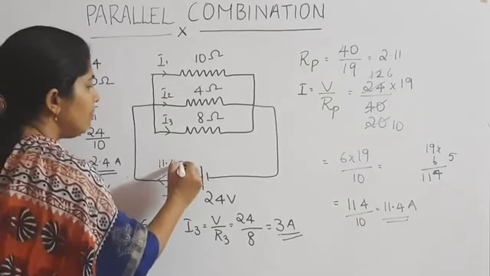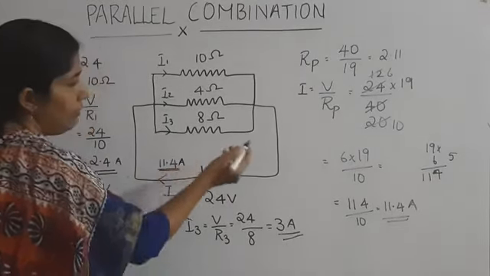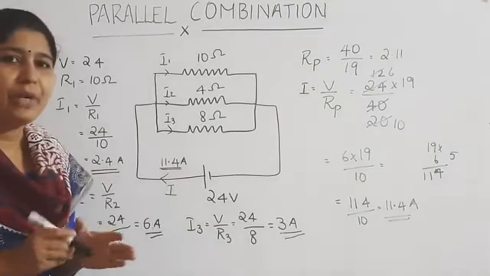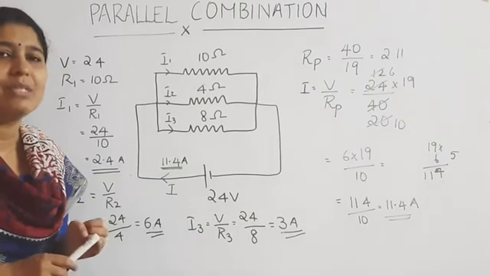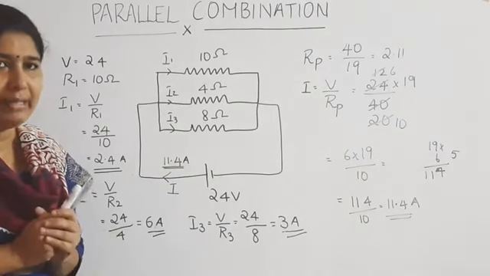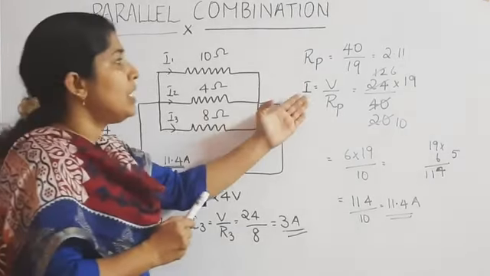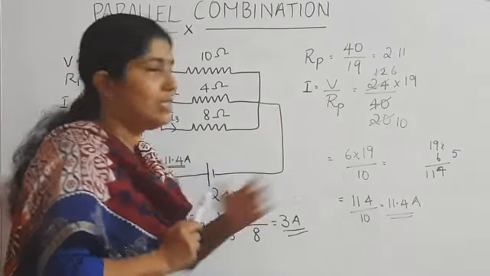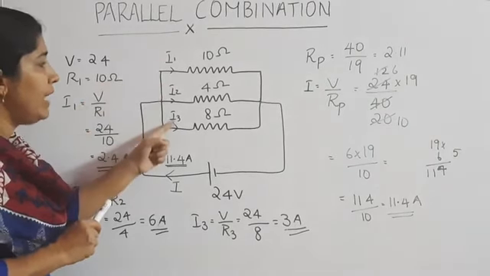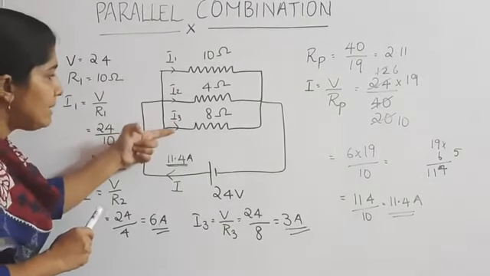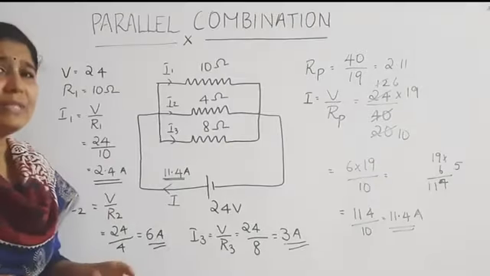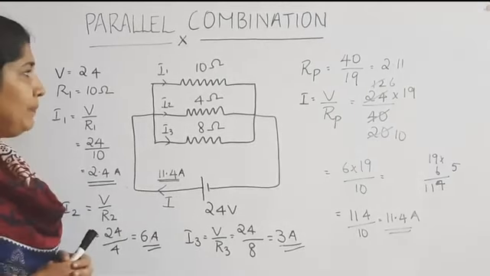This is simpler than the first method. In the first method, first of all find out the total resistance: 1 by Rp is equal to 1 by R1 plus 1 by R2, plus 1 by R3, like that. Then by using the equation I is equal to V by Rp, we can find out this value. In the second method, first find out I1, I2 and I3. Then add these three values, and we get the current drawn from the cell. You can use any method to find out the answer.